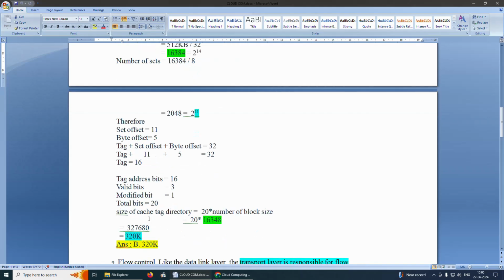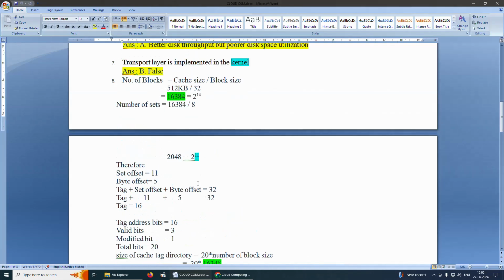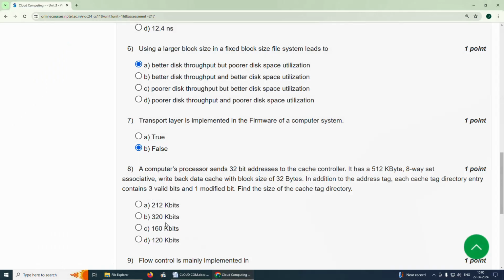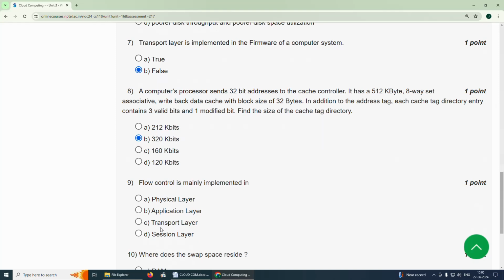Size of the cache tag directory is equal to tag bits 20 multiplied by number of blocks, 16,384, which was found earlier. So that is equal to 327,680, which is equal to 320K. So the answer is option B, 320 kilobits. Ninth, flow control is mainly implemented in.